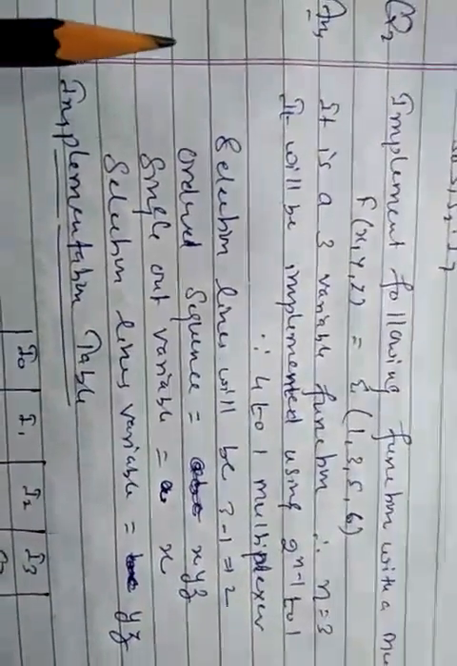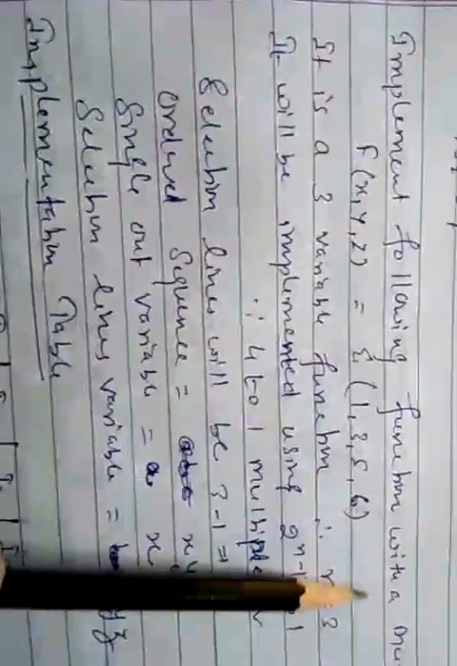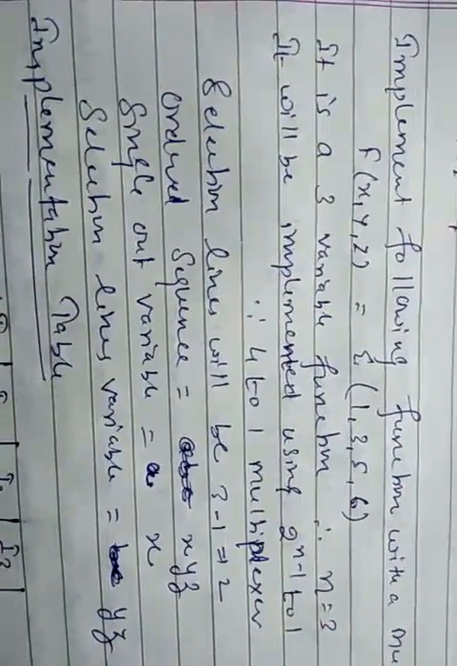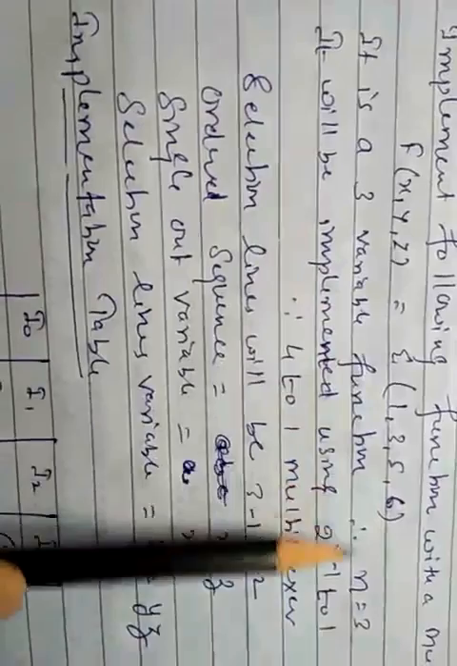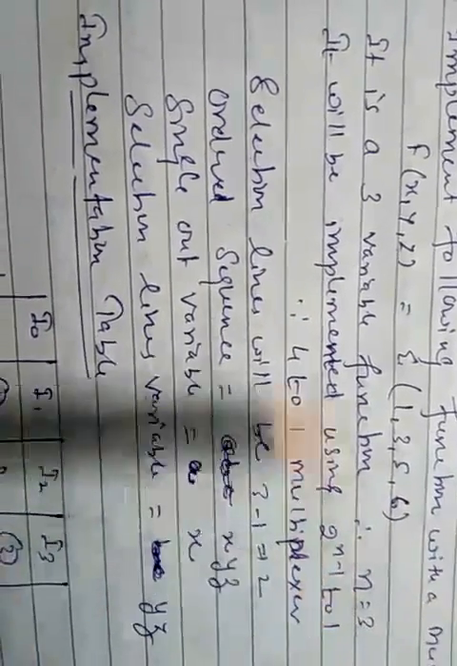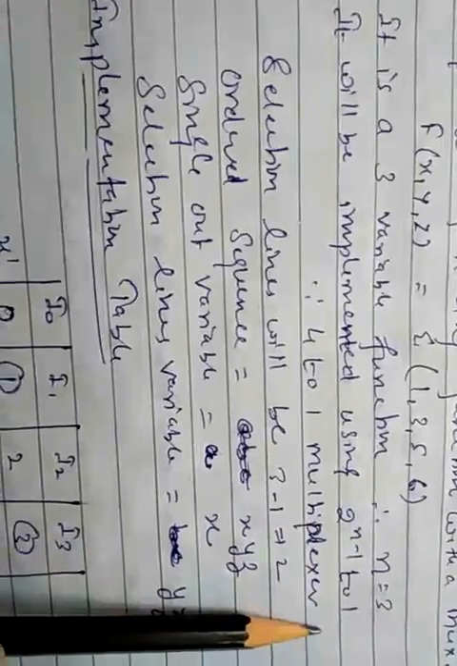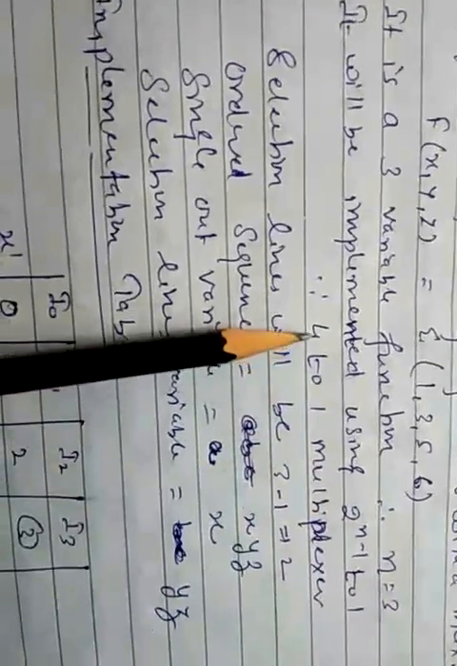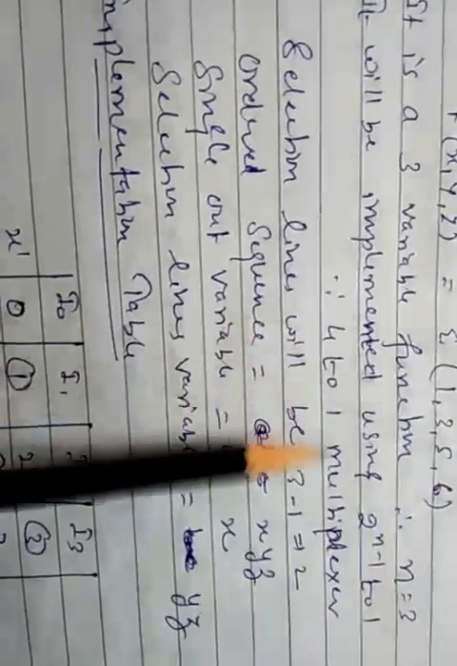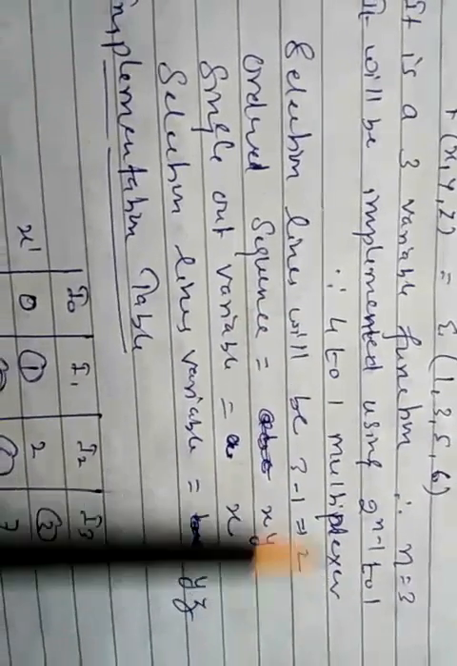Now taking another example, implement the following function with a multiplexer. So here in this question there are 3 variables and the values are 1, 3, 5 and 6. So here it is a 3 variable function, so the value of n will be 3. It is implemented with the help of a 2 to the power n minus 1 to 1 multiplexer. So this will be 2 to the power n minus 1, that is 2 to the power 2. So a 4 to 1 multiplexer will be implemented here.